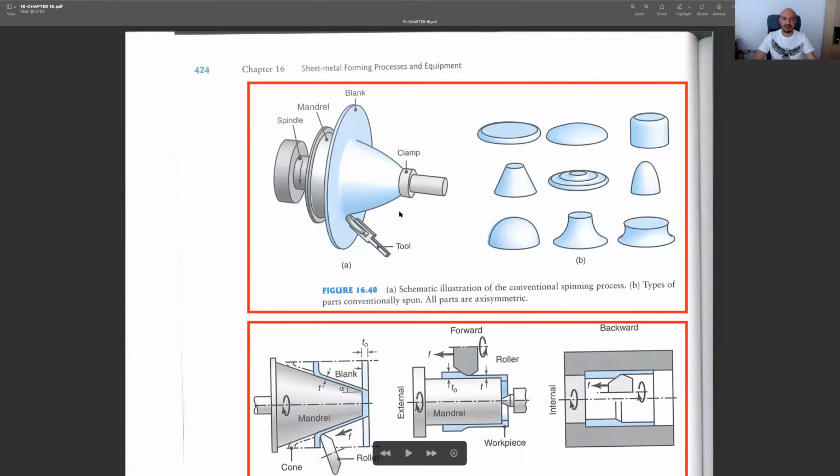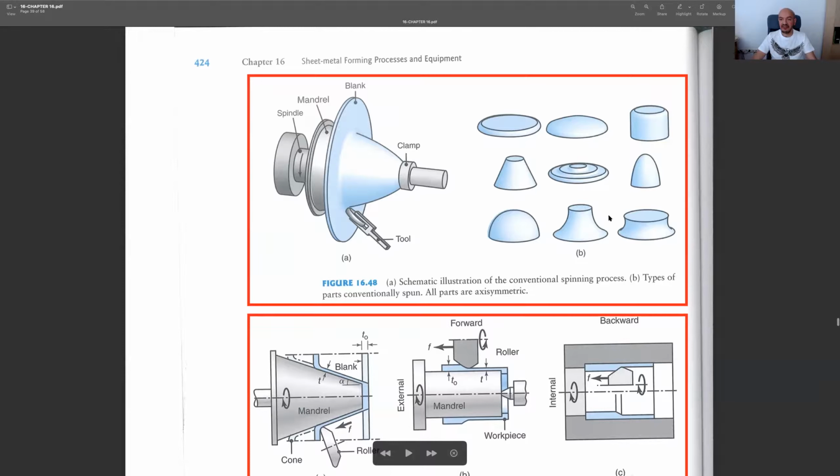And what we do later, you may do it manually by simply moving this tool over the surface. And then what will happen? Our blank material will take the shape of our mandrel. So we will be covering the mandrel with our sheet metal. You can see some parts actually which are obtained by the spinning process, and they are all axisymmetric. And instead of doing it manually, you may even use some CNC type of equipment. But that is for complicated shapes. For simple shapes, if you are an experienced worker on spinning, then you may do it yourself.